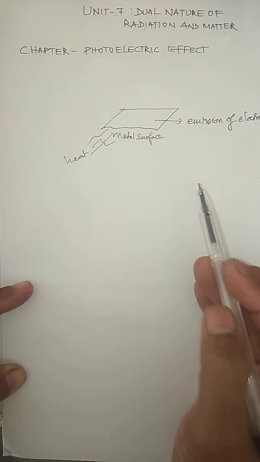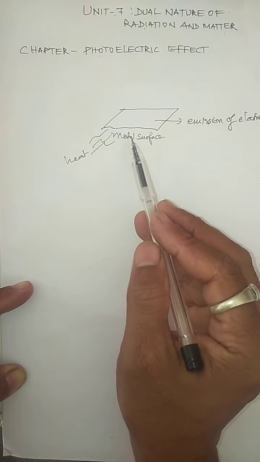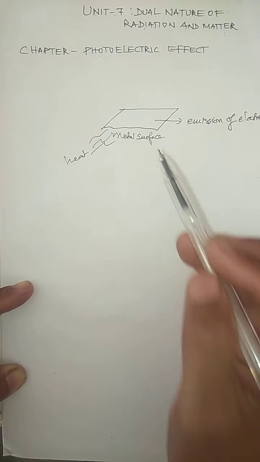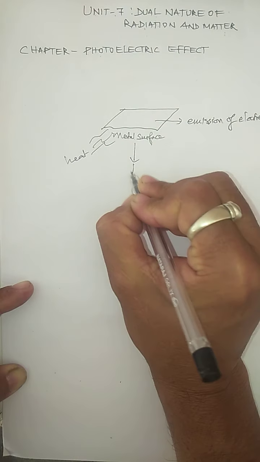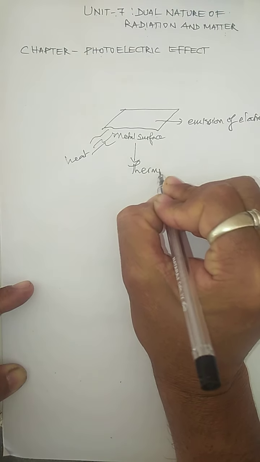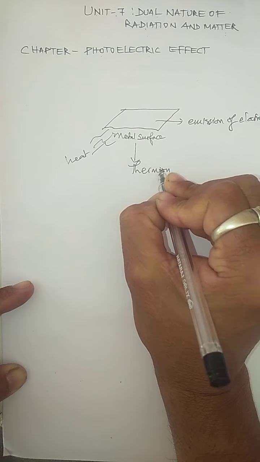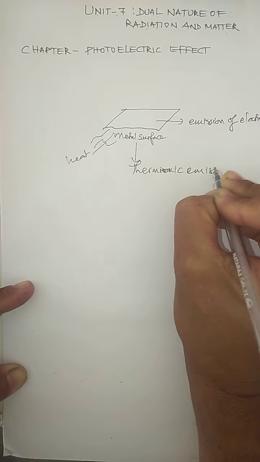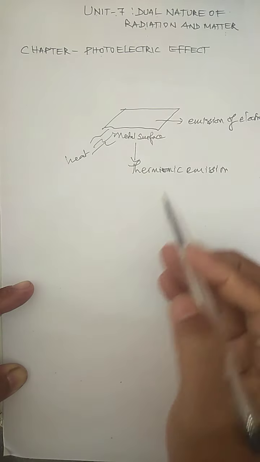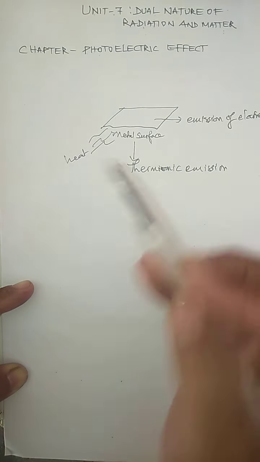And the phenomenon of emission of electrons from the metal surface, when heat energy is imparted to it, is basically called thermionic emission. The thermionic emission is nothing but the emission of electrons from the metal surface when heat energy is imparted to it.